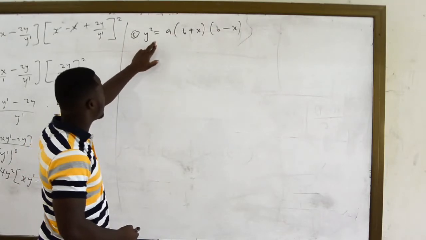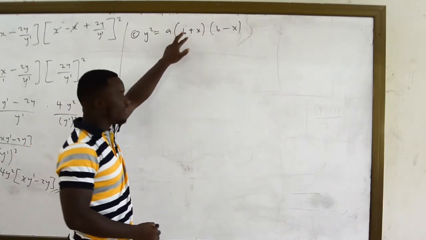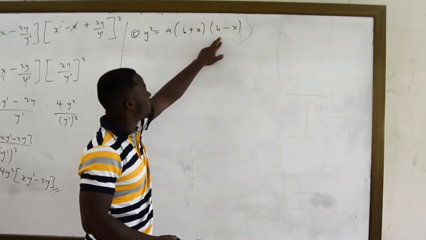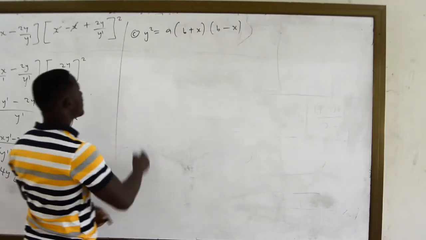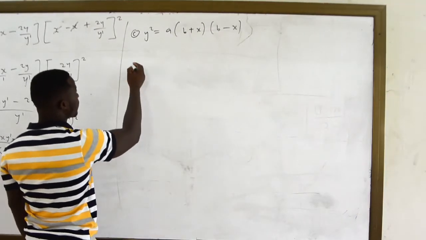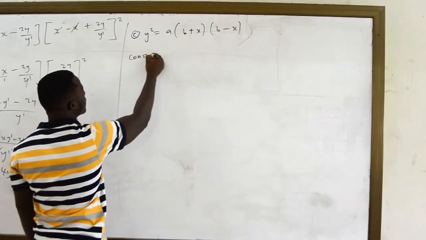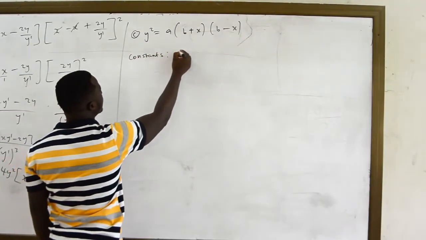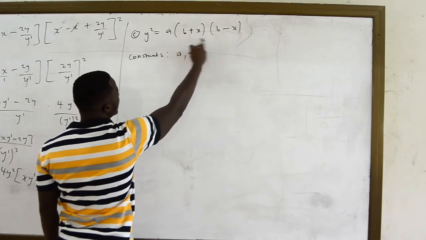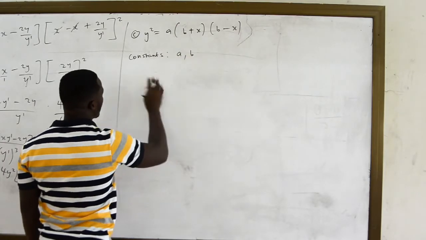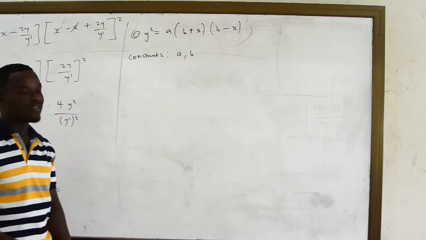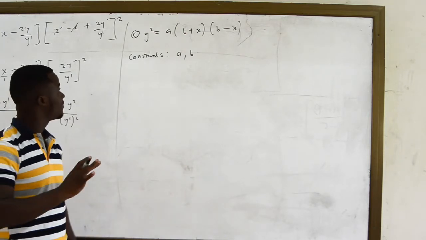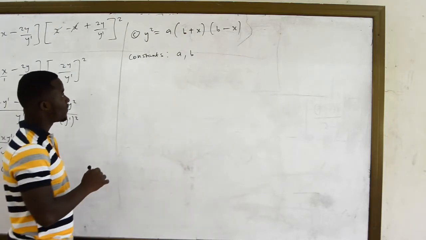We have y squared is equal to a multiplied by (b plus x) multiplied by (b minus x). So here, let's try to calculate the constant. This was the constant. Now, a is on our right hand side. We have this one. So the constant number is 2. We have to differentiate this function twice. So let's go for the first differentiation.